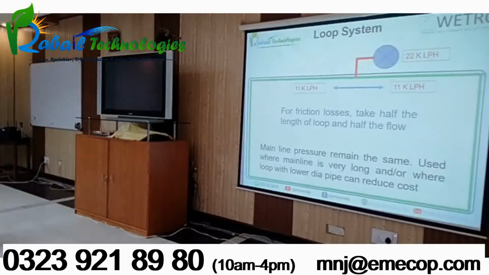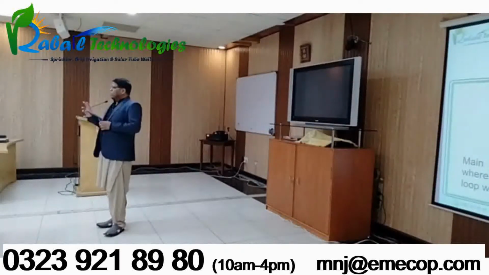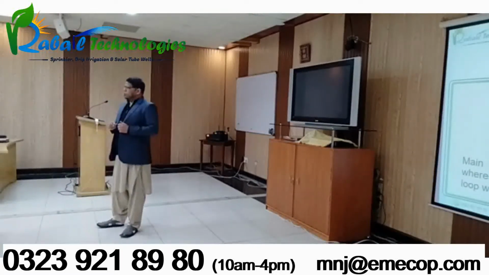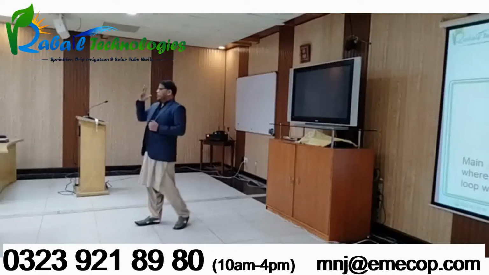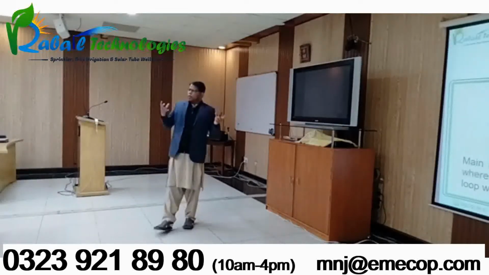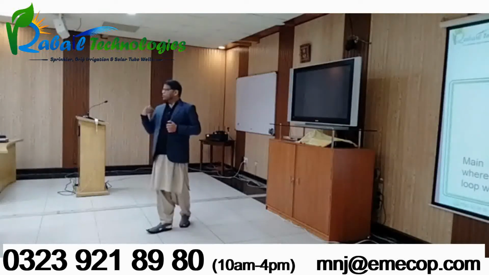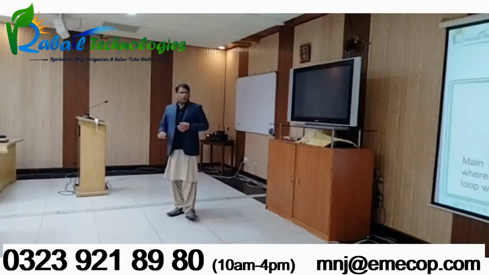Where we use it, as I mentioned earlier, is in irrigation systems, in water supply systems, and especially in golf course irrigation. Because in golf course irrigation, we would have 10 acres or 20 acres of land which need to be irrigated. So in that case, the pressure variation shall not be very high. So we go for a looping system.